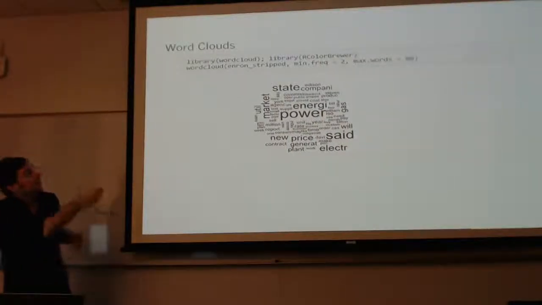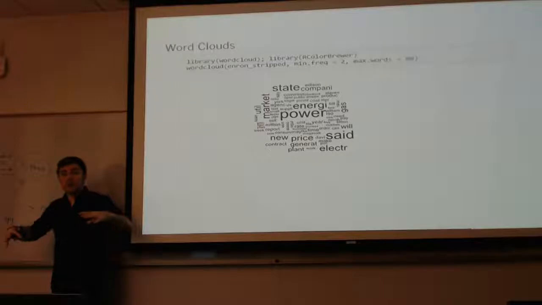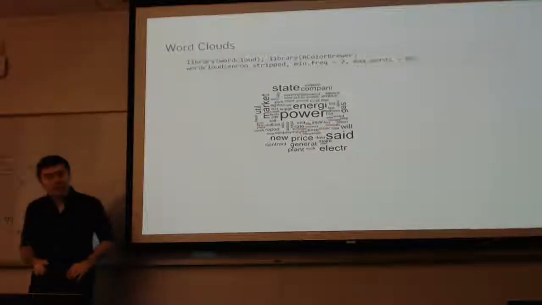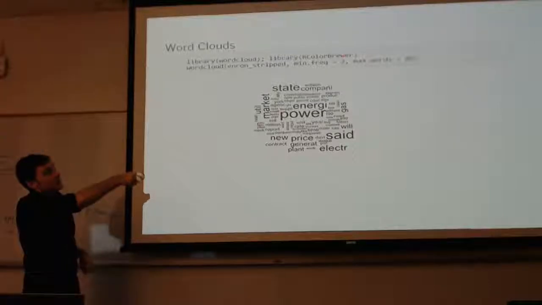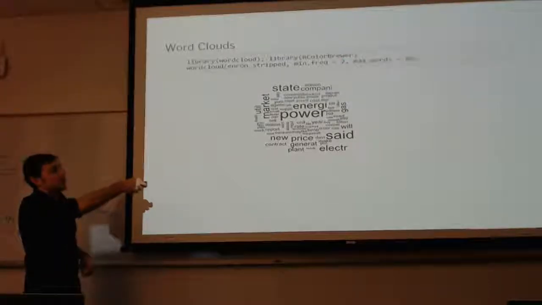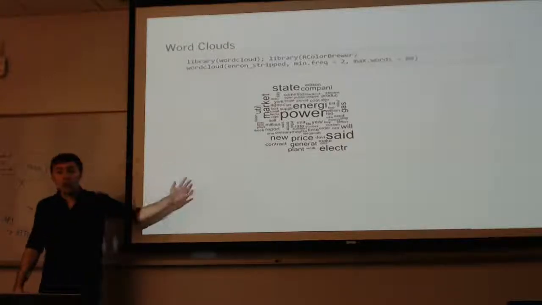So what I did is I loaded this package, wordcloud, and then I just got a word cloud of the actual words produced by stripping all this stuff down. So enron stripped, I said, give me a word cloud of words used at least twice, and I only want a maximum of 80 different words. They're bigger if they were used more often.